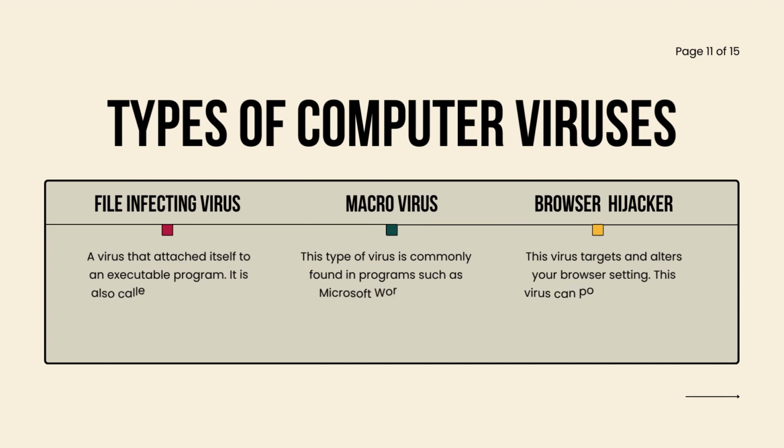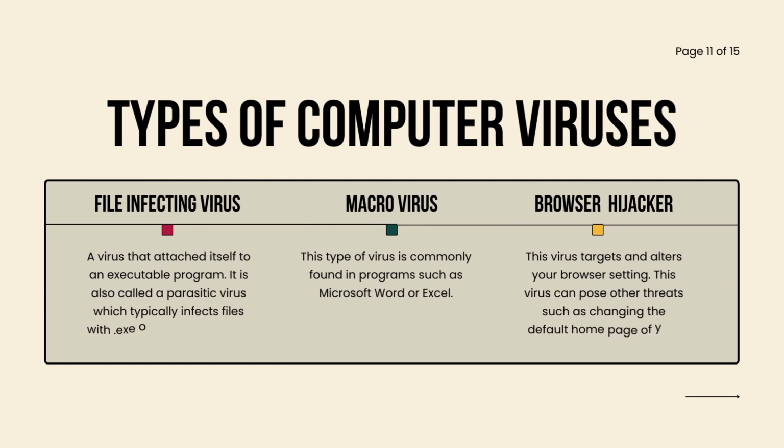First is file infecting virus, a virus that attaches itself to an executable program. It's also called a parasitic virus, which typically infects files with the .exe or .com extensions. Some file infectors can overwrite host files and others can damage your hard drive's formatting.